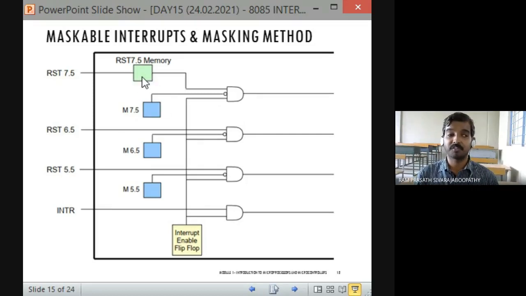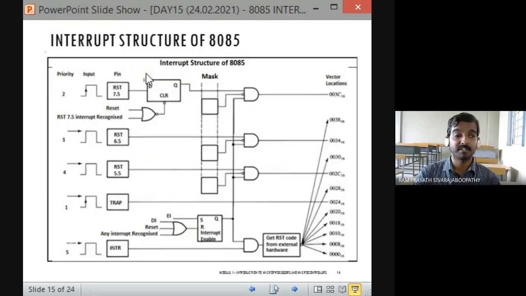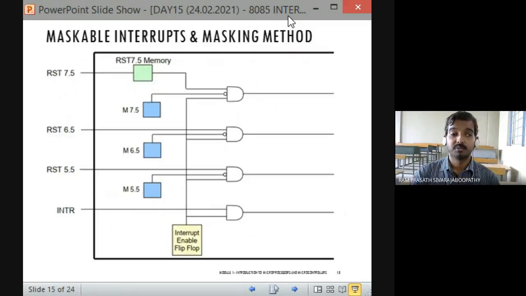When will the RST 7.5 flip flop get reset? Reset operation, or RST 7.5 should be recognized. Once the RST 7.5 interrupt is recognized, automatically this bit will get cleared. We saw that previously. So what is the condition for the flip flop to reset? Either a reset operation or the RST 7.5 interrupt being acknowledged, recognized, is enough. That's all. Okay. So this is the method by which we can mask the interrupts. Only trap will never be masked. That's why it is called a non-maskable interrupt.